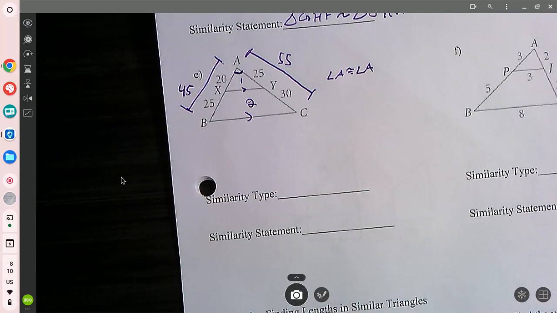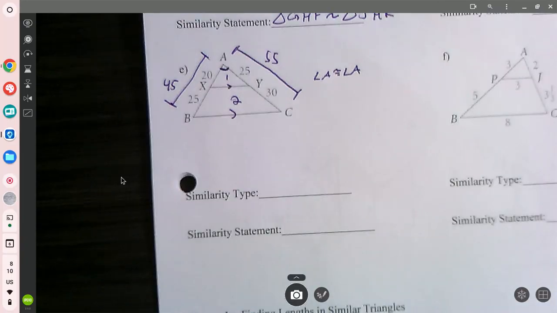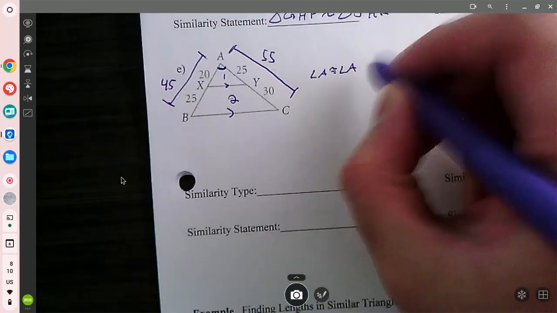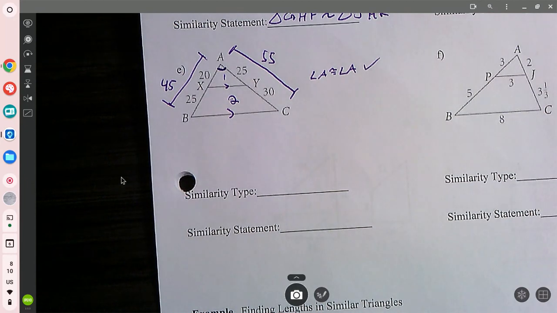This is the reflexive property, right? An angle or an object is equal to itself. This is the same angle for both triangles, so they are equal to each other. So we have that the angles are congruent. Now we need to make sure that these sides are proportional.